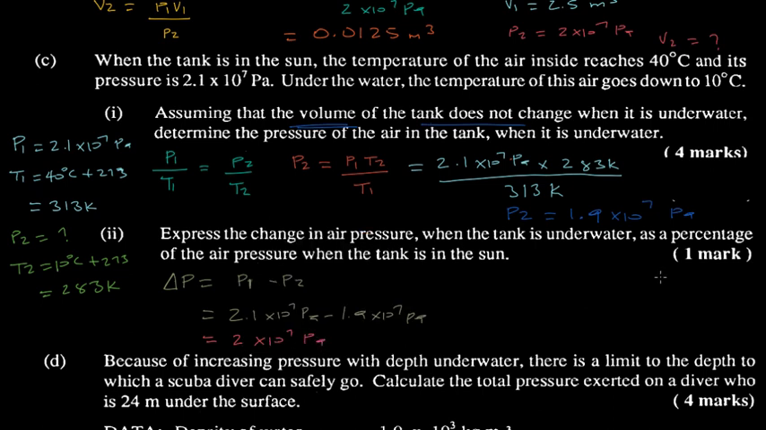And since they want us to express it as a percentage, because we want to find a percentage of the air pressure when the tank is in the sun, we're going to say 0.2 times 10 to the 7 pascals divided by the pressure when the tank was in the sun, which is 2.1 times 10 to the 7 pascals, multiplied by 100.